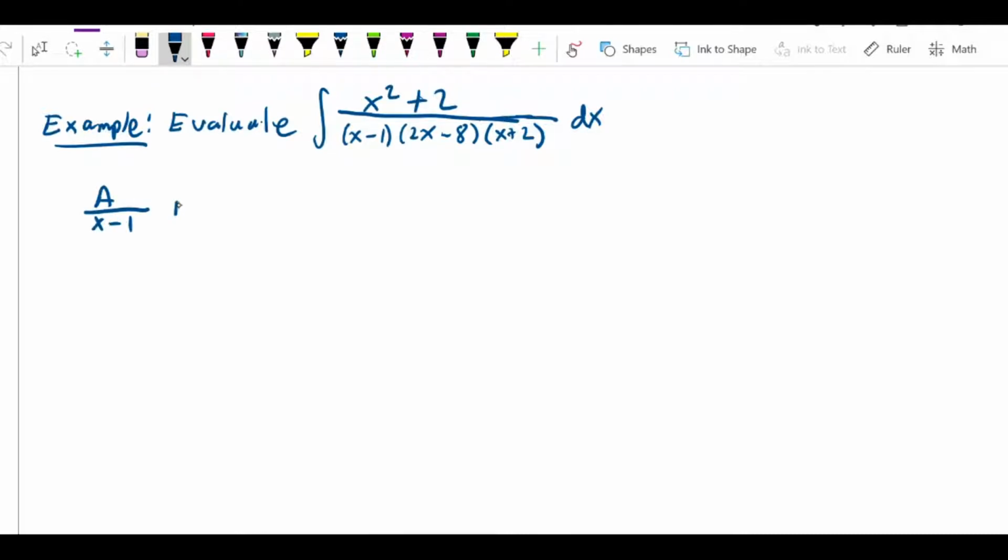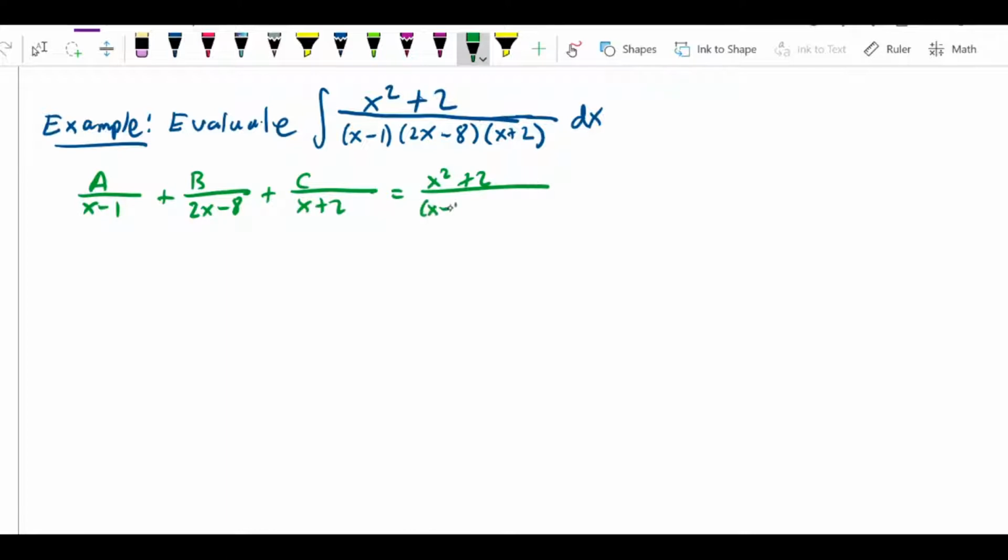A over x minus 1 plus B over 2x minus 8 plus C over x plus 2, and that's equal to x squared plus 2 over x minus 1, 2x minus 8, x plus 2. So what we've done is we've set up the decomposition. This is what I refer to as the setup of the decomposition.